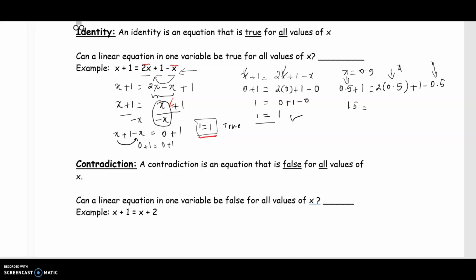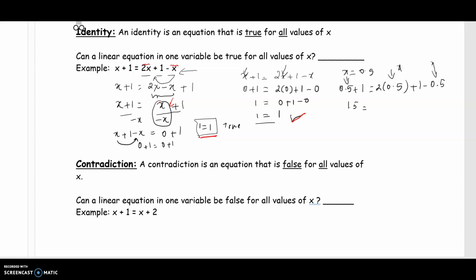So we were not able to solve and find an exact value of x. So let's see what works. If I plug in x equals 0, so 0 plus 1 equals 2 times 0 plus 1 minus 0. When we simplify both sides, we get 1 equals 1. So 0 is a solution. So we were not able to find exactly one solution, but 0 seems to be a solution.